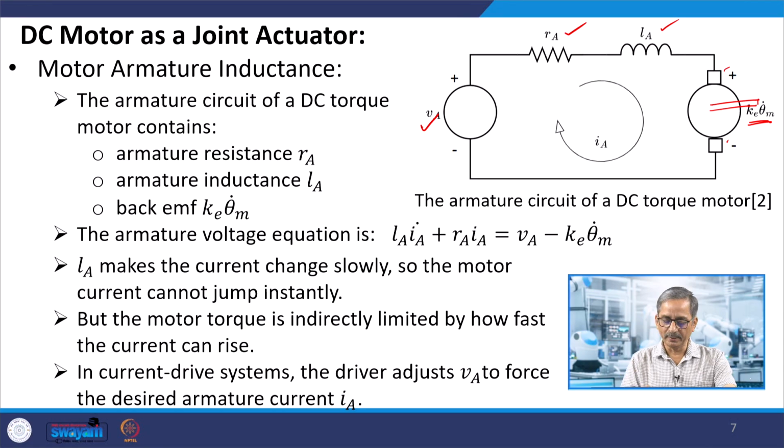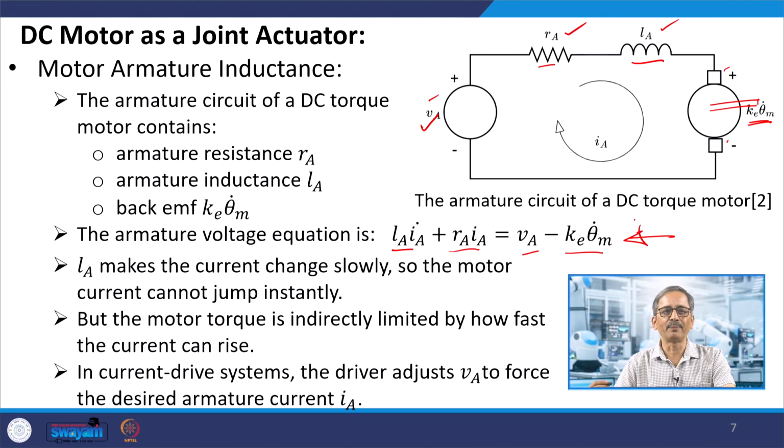So, that will be the voltage across the inductor plus the voltage across the resistor, and that is going to be equal to the voltage supplied to the circuit, which will be Va minus the back EMF. This way we can write the expression for the current through this circuit. This is the armature voltage equation, and inductance makes the current change slowly.